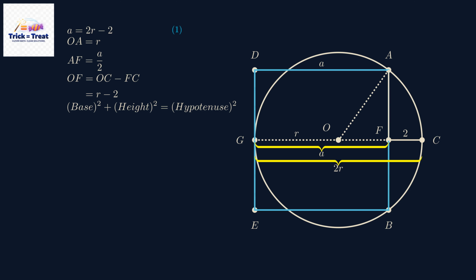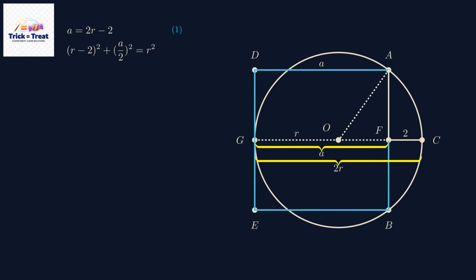Now, we apply the most famous Pythagorean theorem in geometry. Base squared plus height squared equals hypotenuse squared. So in our case, OF squared plus AF squared equals OA squared. Substituting our values, (R minus 2) squared plus (A over 2) squared equals R squared. The physics of the problem is done. Now we just let the algebra take over.